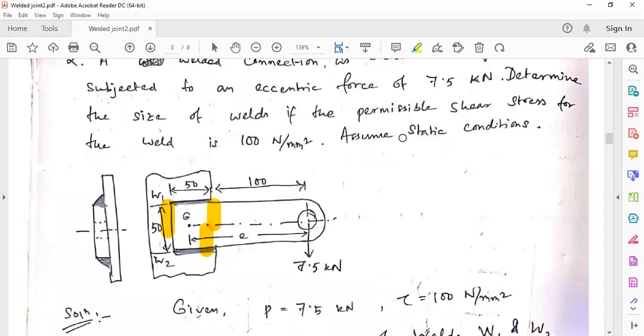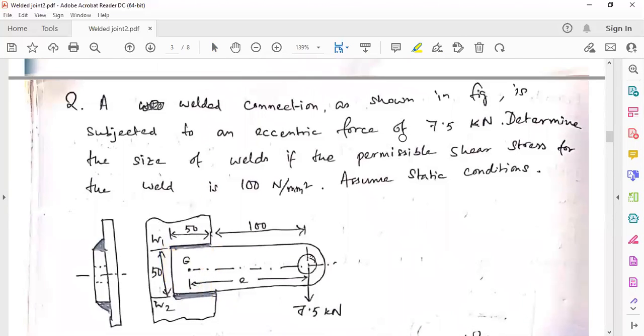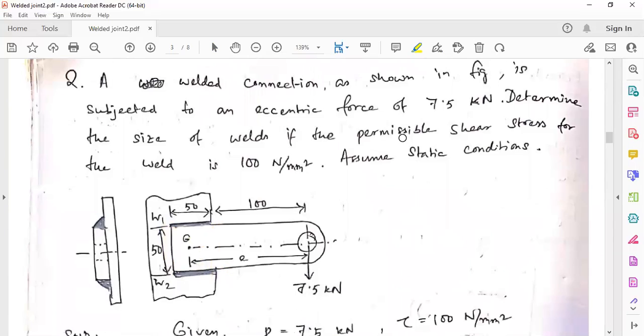Okay, so let's have a look at this problem. A welded connection as shown in figure is subject to an eccentric force of 7.5 kN. So this is the force. Determine the size of the weld if permissible shear stress for the weld is 100 Newton per millimeter square. So this is the combined shear stress given. So what should be the size of the weld?